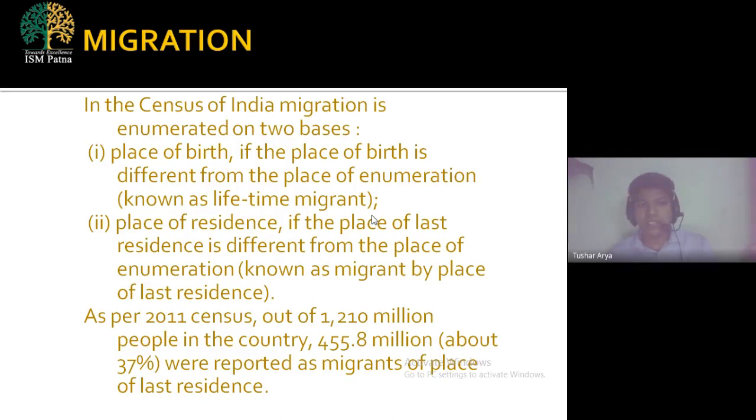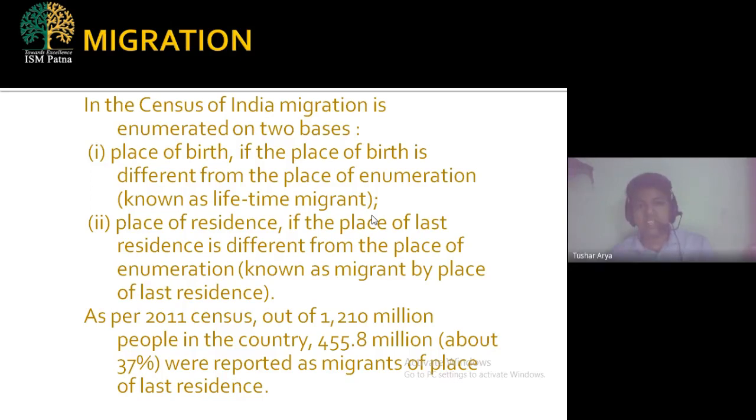The first base was place of birth. It means the place of birth is different from the place of enumeration. Enumeration means the place where we are earning, the place where we are currently residing. If there is a difference between the place of birth and the place of enumeration, then it is known as a lifetime migrant. They are also considered as migrants.